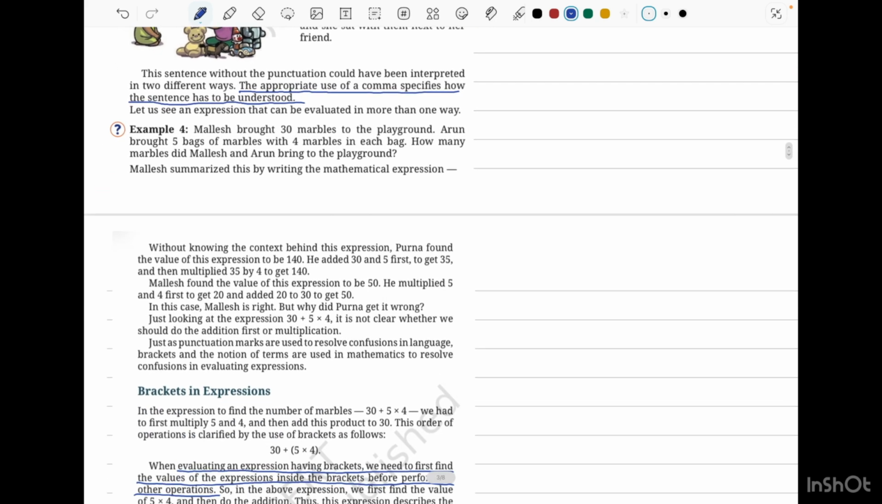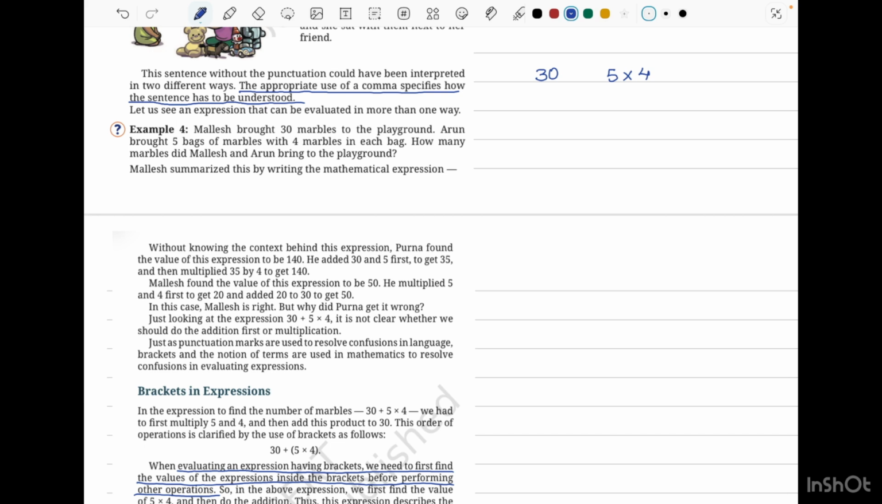Like this, in mathematics, we have one question. Malesh brought 30 marbles to the playground. Arun brought 5 bags of marbles with 4 marbles in each bag. So each bag contains 4 marbles, and so there are 5 into 4, 20 marbles in total.